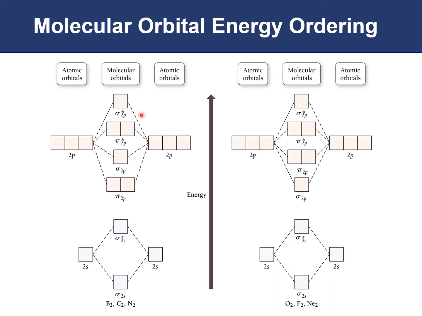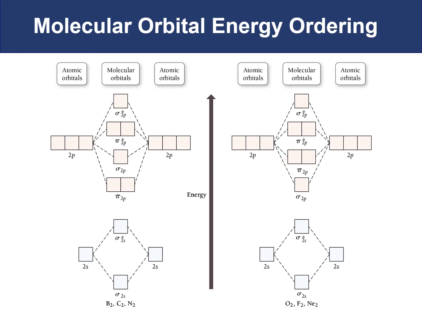Now there is a slight difference between the molecular orbital diagrams for our boron, carbon, and nitrogen as compared with oxygen, fluorine, and neon. The difference being the ordering of our sigma and pi bonding orbitals. For boron, carbon, and nitrogen, the pi orbitals are lower in energy than the sigma, whereas for oxygen, fluorine, and neon, the sigma bond that's involving the p orbitals is lower in energy than the pi bonds.